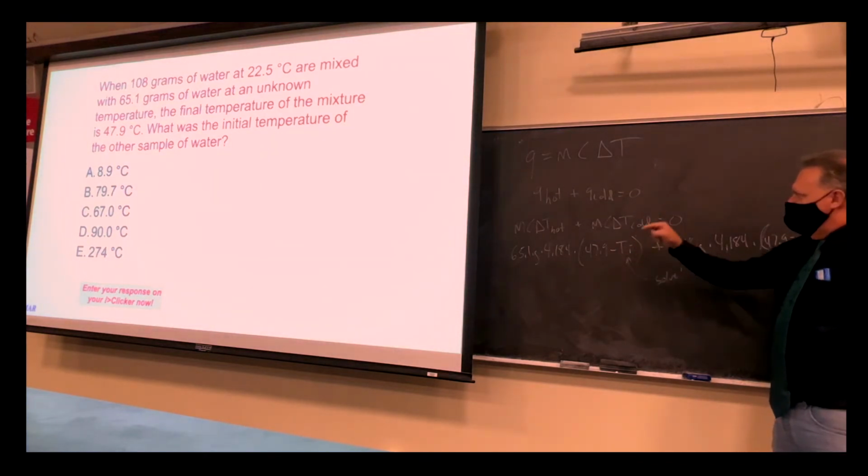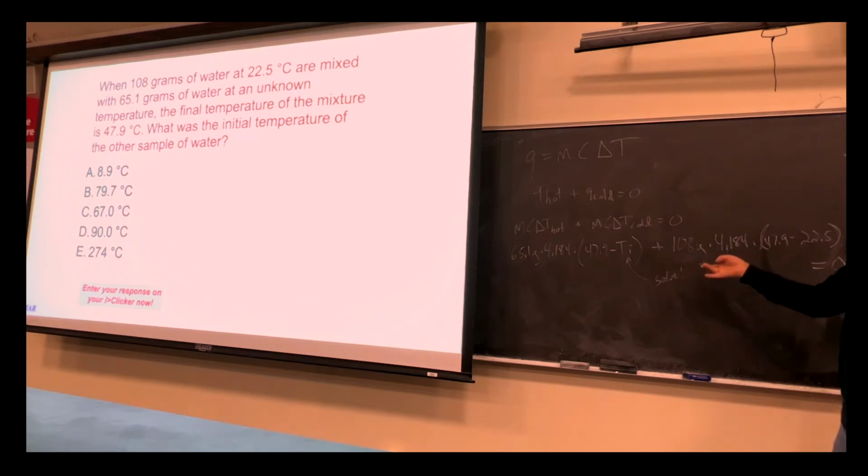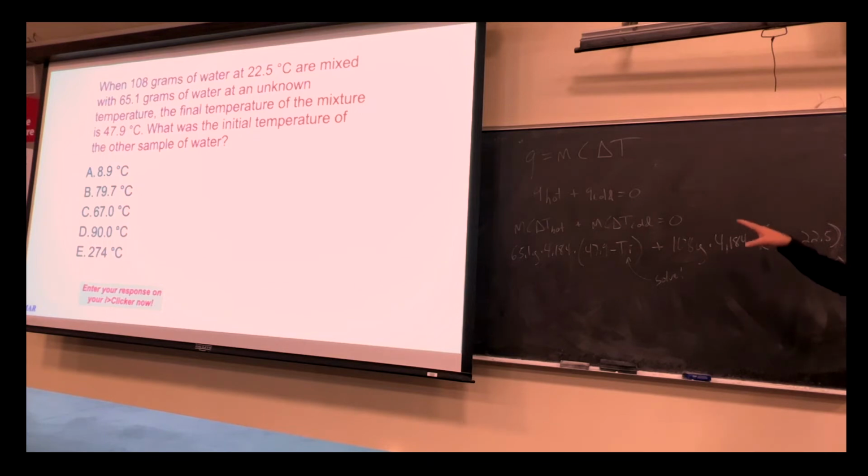This is like Q hot plus Q cold equals 0. And each Q hot and Q cold is its own MC delta T. So for water, MC delta T hot plus MC delta T cold water equals 0. You can also have Q hot equals minus Q cold, something like that, and that's fine too.